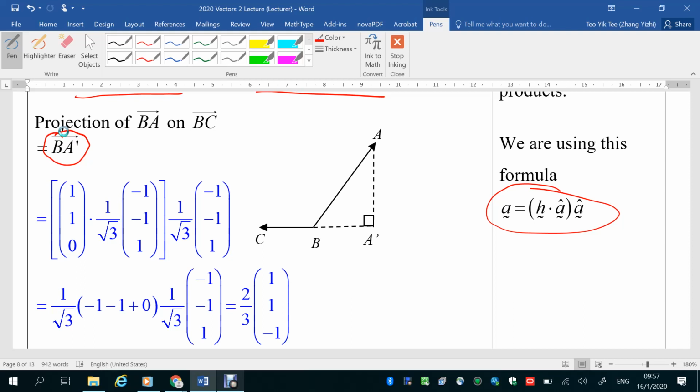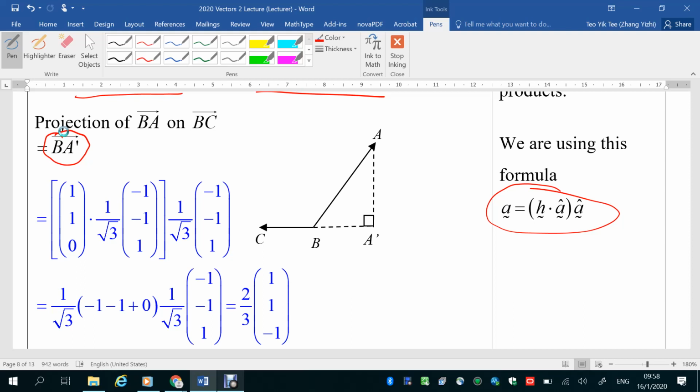Any questions so far? Can I understand? Projection of BA onto BC is actually BA prime, based on the diagram that I have on the screen right now. And next, in part 2, they ask you for the components of BA that is perpendicular to BC.